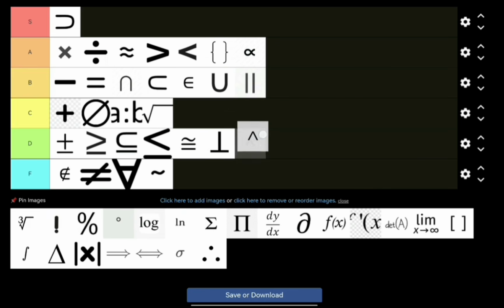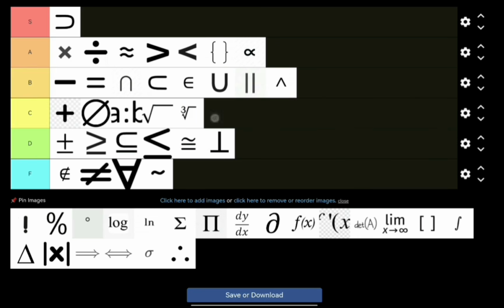To the power. For someone having power in their name, this looks pretty submissive. Not gonna lie. I'll say B tier, I guess. Cube root, that's C tier, because I don't get it. It's like they're twins. They're like sisters, I guess.